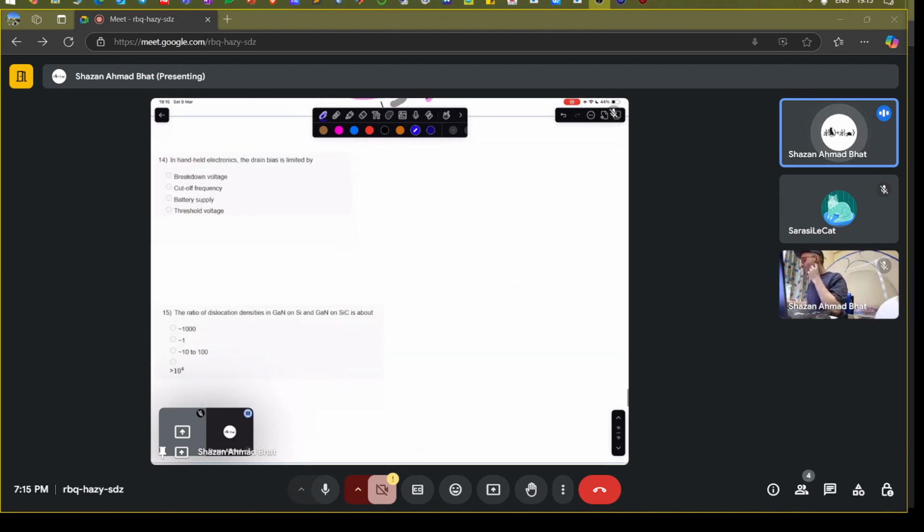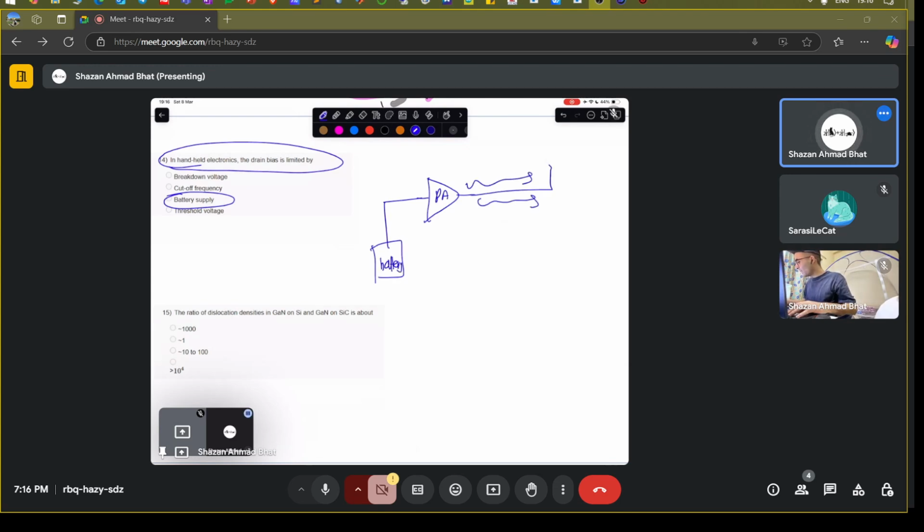Okay, now what else? In handheld electronics, this is quite a theoretical cakewalk question. The drain bias is limited by, yeah, it's quite simple. In handheld devices, one of the biggest problems is the battery supply. Why? Because the power amplifier draws power from the battery, since it has to transmit electromagnetic waves via the antenna into space. So it has to boost the signal, and whenever it has to boost the signal, it takes a huge amount of power from the battery.